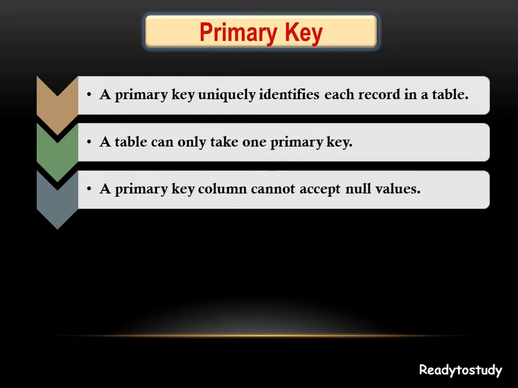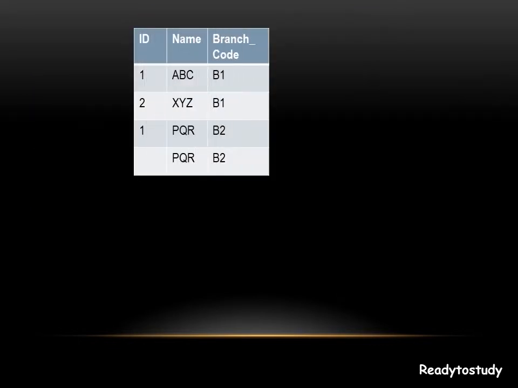If you want to uniquely identify a record, you have to apply a primary key. A table can only take one primary key at a time. A primary key column cannot accept a null value. We will see one example.